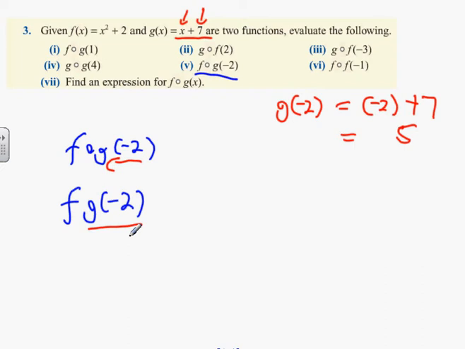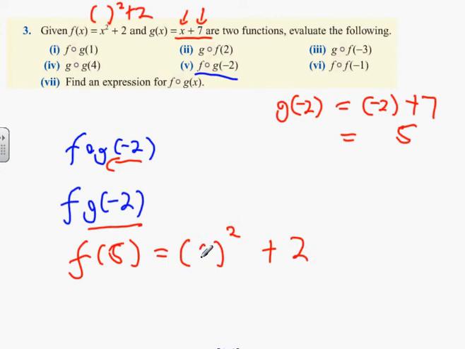Now see this g of minus 2 business, it now gets replaced with 5, because we're just after saying g of minus 2 is 5. Now what's the rule for f? Whatever it is, square it and add on 2. So 5 squared plus 2, anybody? 27, right? So look, there's some easy marks for you, okay?